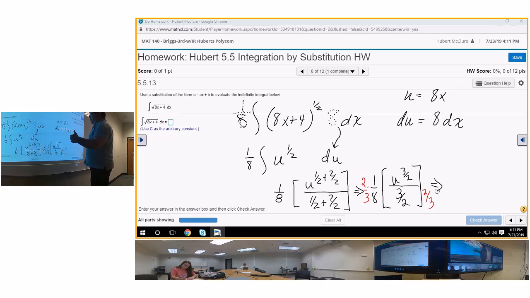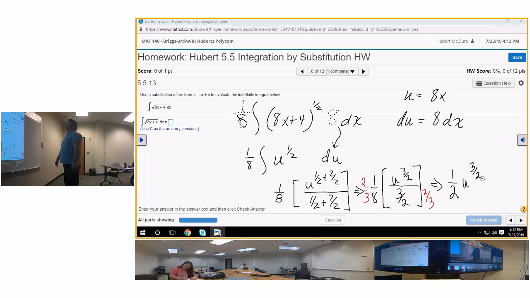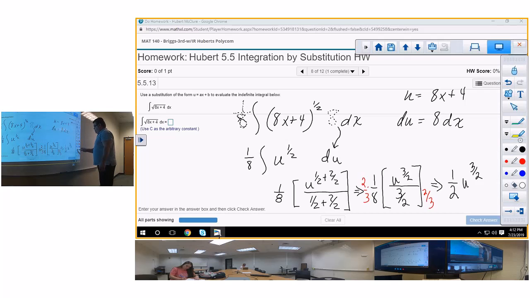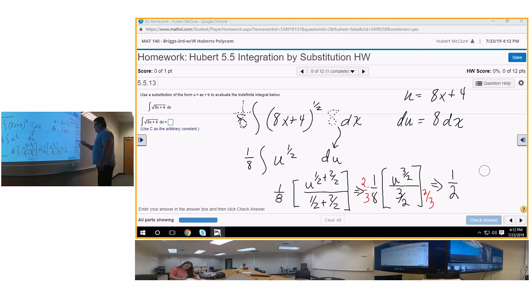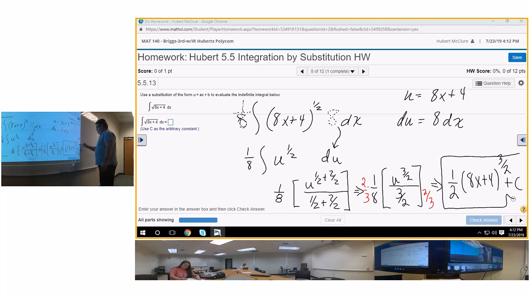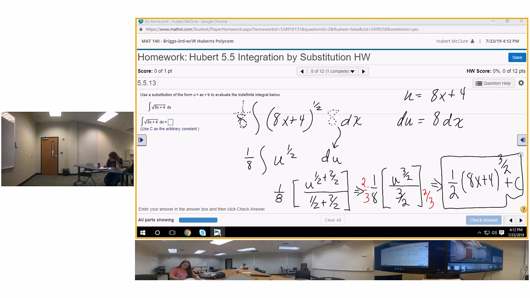And we've got, what does that come out to be? 1/12? Somebody help me out there. 1/12 u to the 3/2. And what is u? u is what? 8x plus what? Plus 4. So we just erase that u and put in 8x plus 4 to the 3/2. Plus what? See, that's a 3 or a 4. Not a big deal.